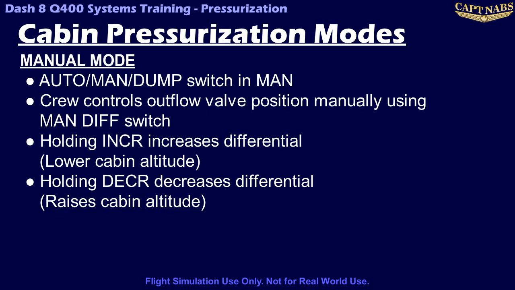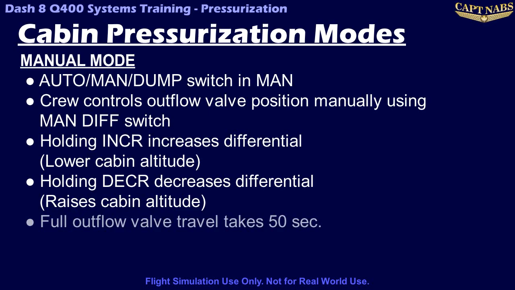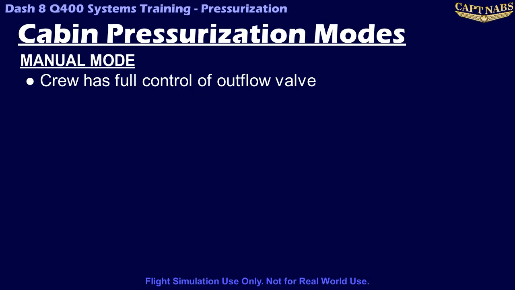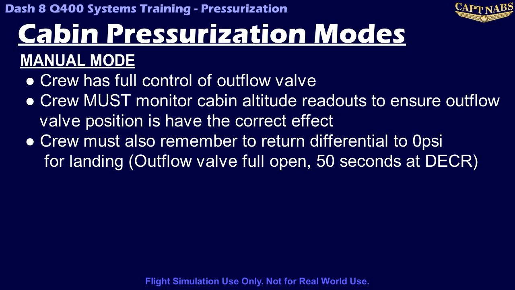To allow fine control, the outflow valve position adjusts very slowly when this switch is held to increase or decrease. From full open to full closed, or vice versa, requires holding the switch to increase or decrease for up to 50 seconds. When the pressurization system is in manual mode, it is important to note that the crew directly controls the outflow valve. It is imperative that the flight crew monitor the cabin altitude indications to ensure that the outflow valve position is having the desired effect on the cabin altitude.